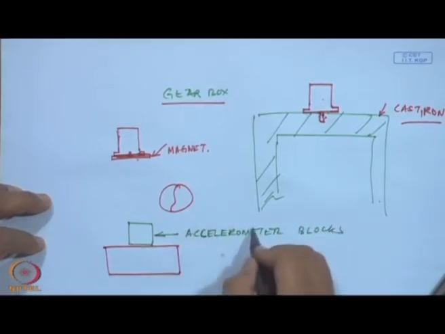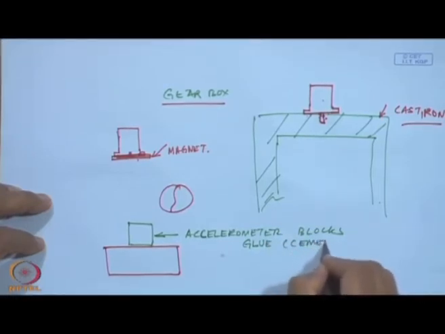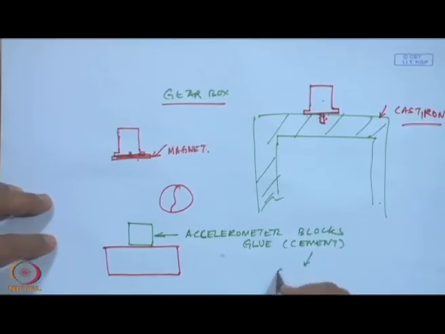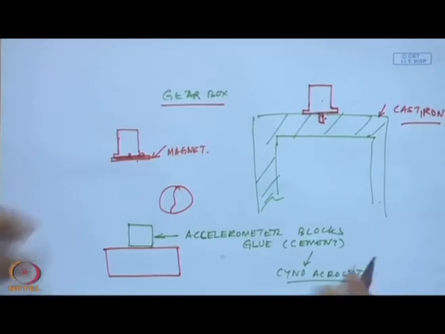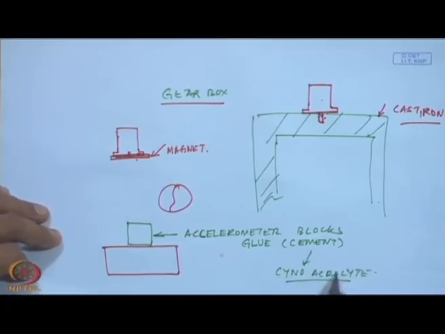Which could be glued permanently by cement, like the cyanoacrylate, like we talk about those Fevikwik type of glues which are available in the market, etc. You can use them to glue the block onto the surface whose vibration you are going to measure.